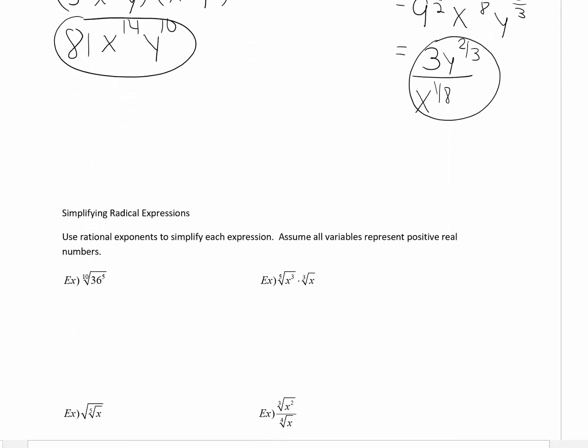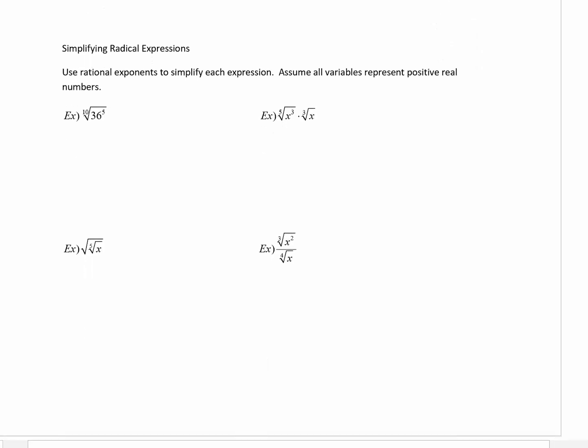Okay, for the other part of this video, I'm going to convert radical expressions to rational exponents and then simplify. So let's take a look at the first example. Well, I can rewrite this as a rational exponent, 36, taken to the 5 divided by 10 power. 5 over 10 simplifies to 1/2. 36 to the 1/2 is the same thing as the square root of 36, and the square root of 36 is 6.